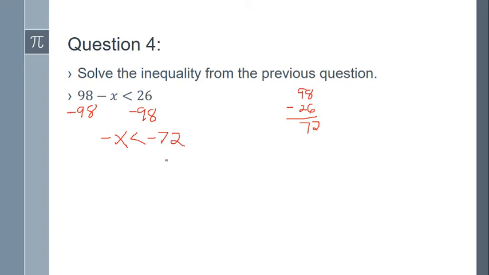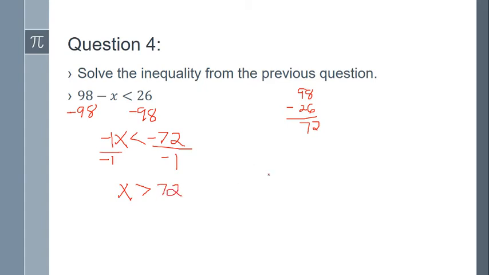All right, so the last step: I don't want to know what negative x is, I want to know what positive x is. So you can think of there as being a negative 1 in front of that x. My step to isolate the x is to divide both sides of this inequality by negative 1. And since my action was to divide both sides by a negative, that's when we flip the direction of the inequality symbol. So now it's greater than 72.